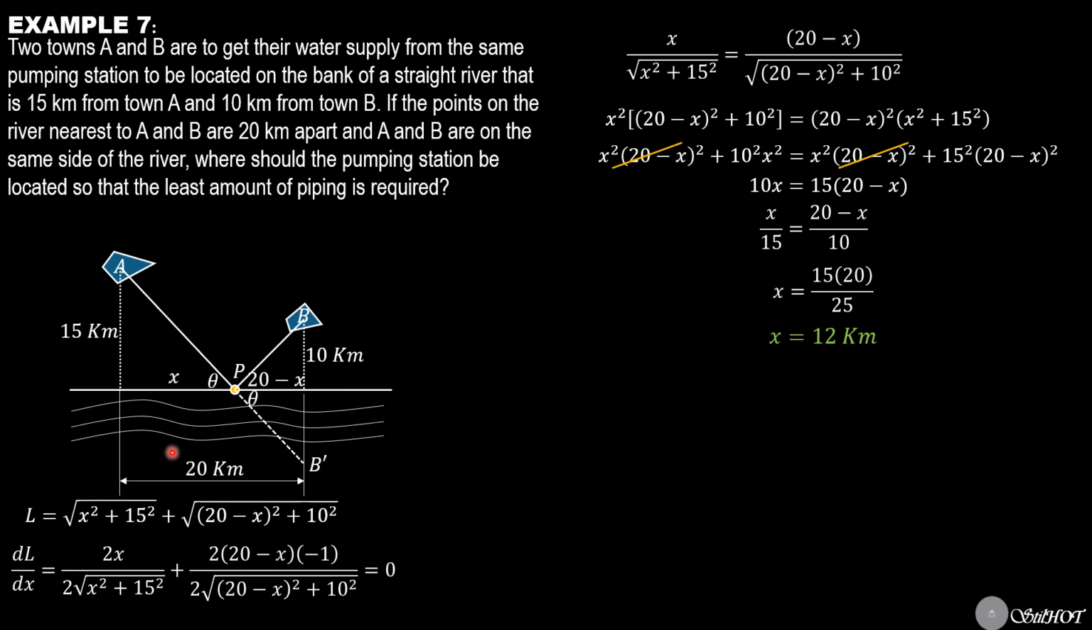Therefore, the pumping station should be placed 12 kilometers from the point on the straight river, straight bank, closest to town A. So that's the idea. So if that is 12, this is 8 kilometers.